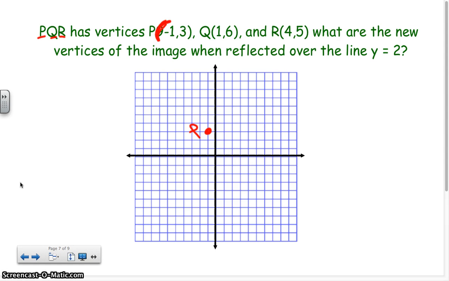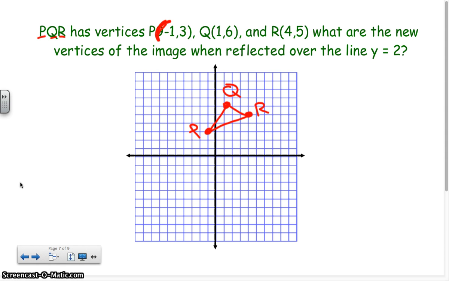Q has the vertex (1, 6). So X is 1, I start there, and then I go up 6: 1, 2, 3, 4, 5, 6. I never leave these dots in here. I'm just doing that as a visual for you. R is at the point (4, 5). So I go 1, 2, 3, 4. Now I go up 5: 1, 2, 3, 4, 5. And this is my R. Here is my triangle PQR.